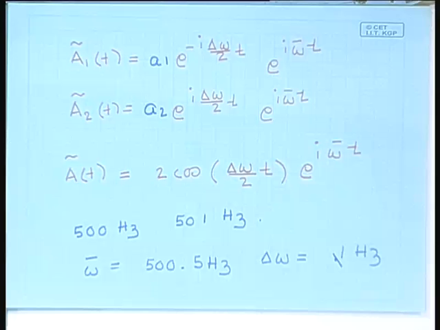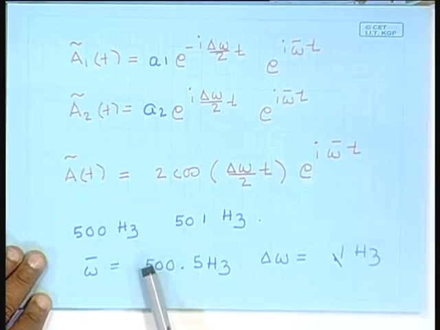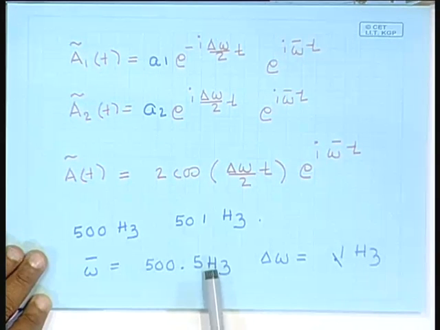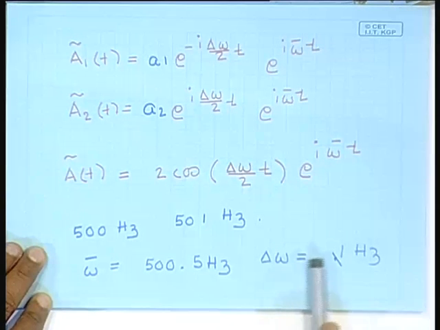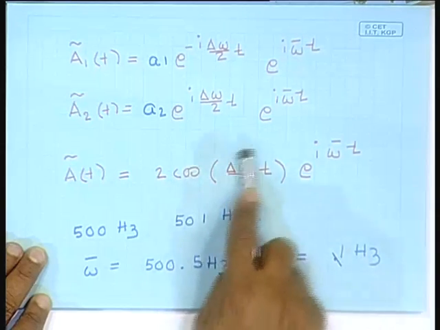Now, the point which we should recognize here is that when we experience this sound, we will not experience these very fast variations at 500.5 hertz. What we record is the time average of this, but we will experience this variation at 1 hertz, at 0.5 hertz. So, this will be experienced.